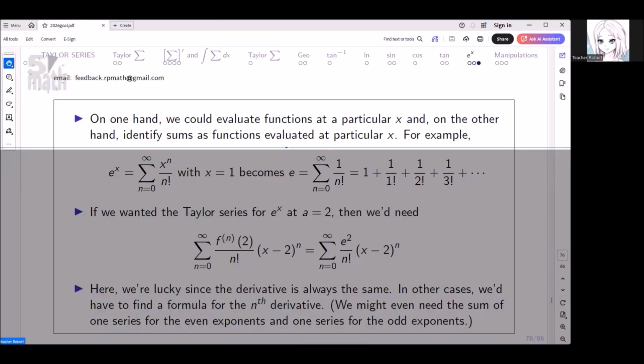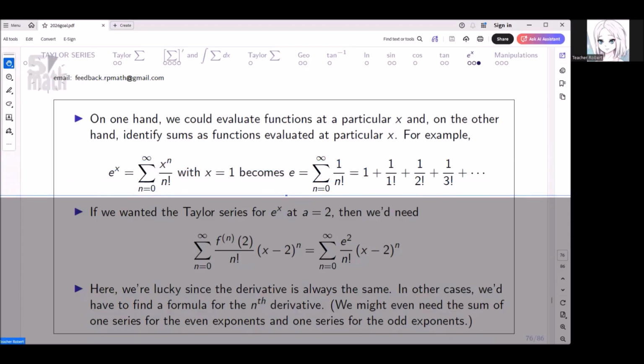On one hand, we could evaluate functions at a particular x, and, on the other hand, identify sums as functions evaluated at a particular x. For example, this, with x equals 1, becomes this.